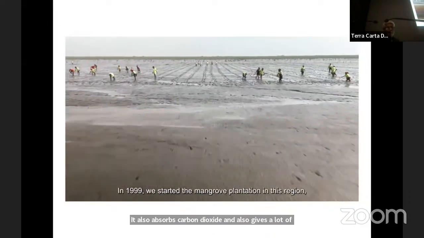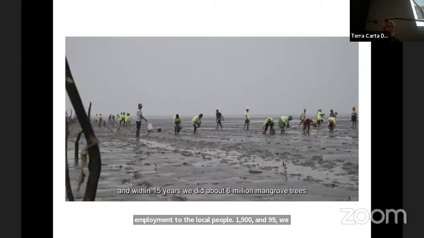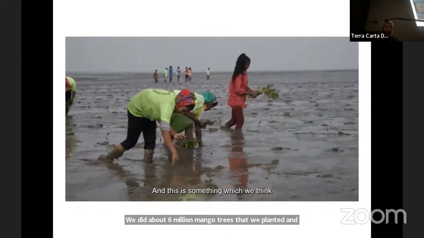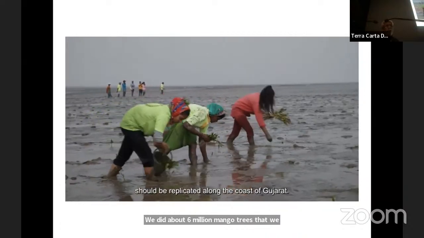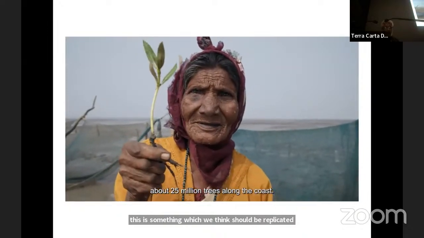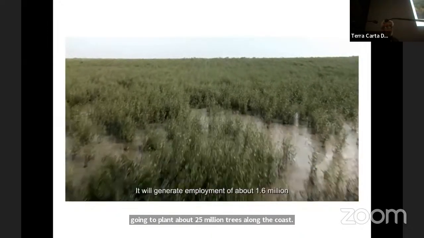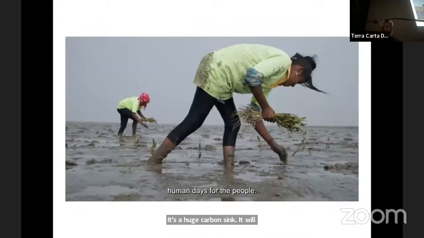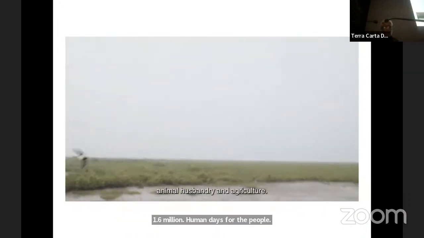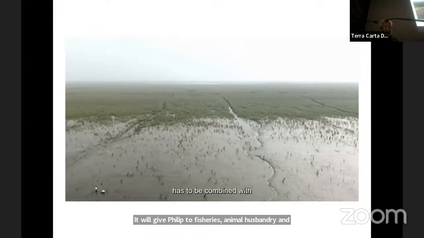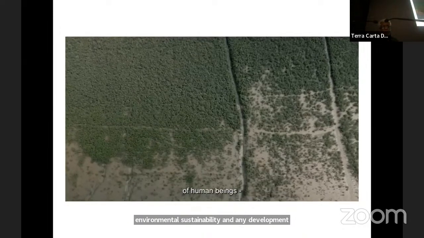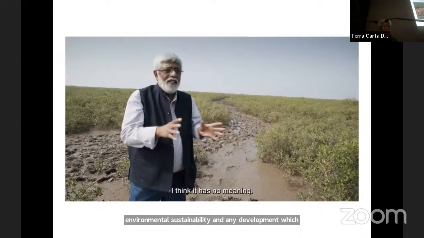In 1999, we started the mangrove plantation in this region. Within 15 years, we planted about 6 million mangrove trees. And this is something which we think should be replicated along the coast of Gujarat. It's an ambitious project. It is going to plant about 25 million trees along the coast. It's a huge carbon sink. It will generate employment of about 1.6 million human days for the people. It will give a fillip to fisheries, animal husbandry and agriculture. Economic growth has to be combined with environmental sustainability, and any development which does not take cognizance of human beings as the center of it, I think it has no meaning.